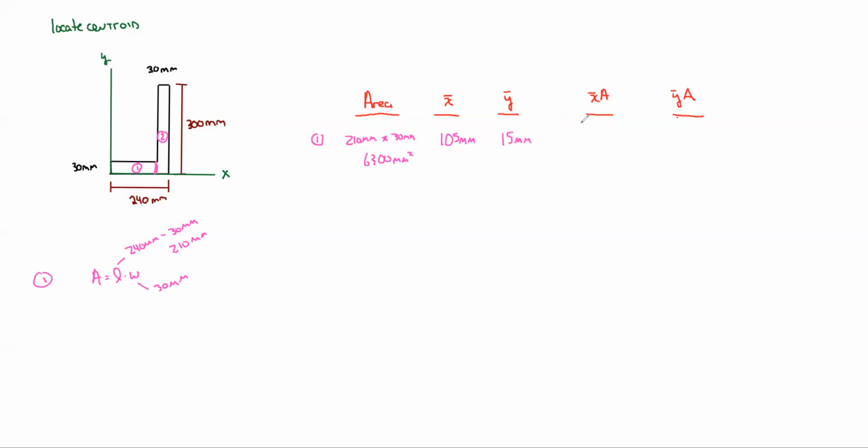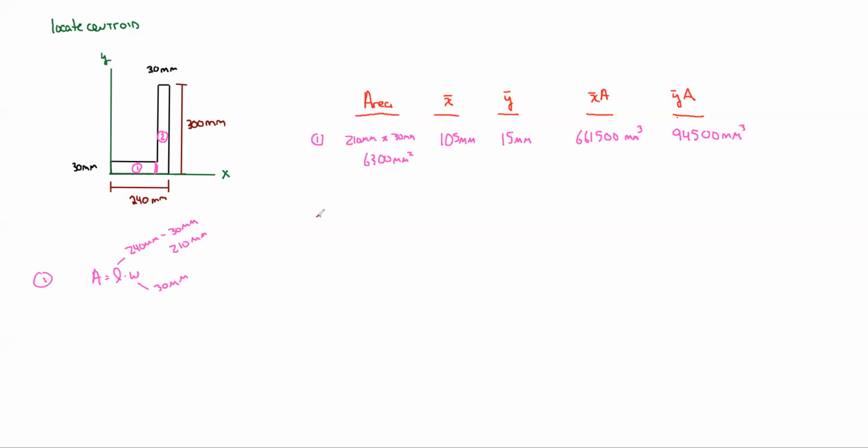Doing the arithmetic, let me get my calculator out. So 6,300. Our third column is x bar times area. So 6,300 times 105 gives us 661,500. That'd be millimeters to the third power, millimeters squared times millimeters. And then the y bar times area is 94,500 millimeters cubed.